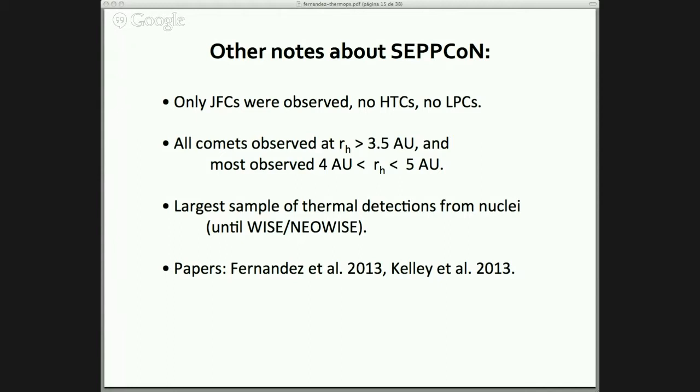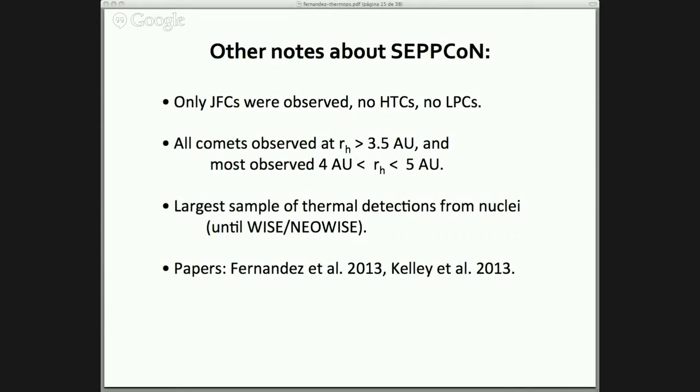This was the largest sample of thermal detections of nuclei until WISE and NEOWISE. So, like I said, we wanted to get a bunch of objects and do a statistically significant sample. If you want to read about the details, it's in two papers, one led by me and one led by Mike Kelly. But I'll show you some of the highlights from this.